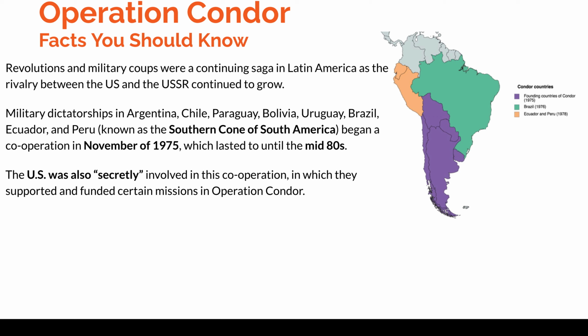As you can see on the graphic to the right, the founding countries of Condor are in purple, and then later in 76, Brazil joined, and then in 78, Ecuador and Peru followed. Now, the U.S. was also secretly involved in this cooperation, in which they supported and funded certain missions in Operation Condor.